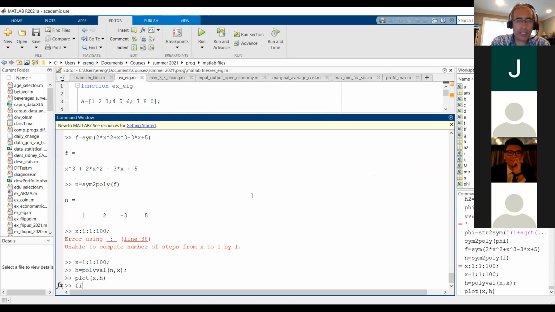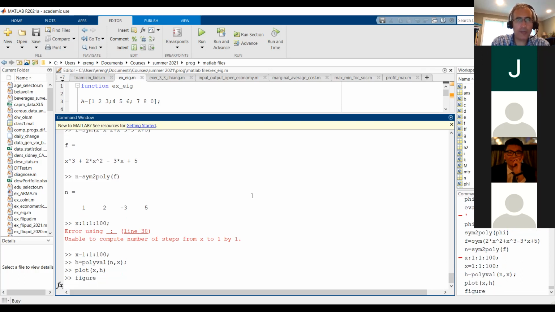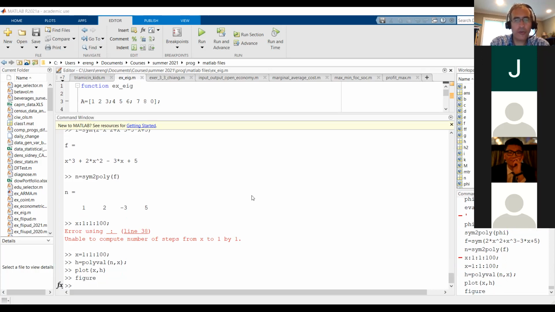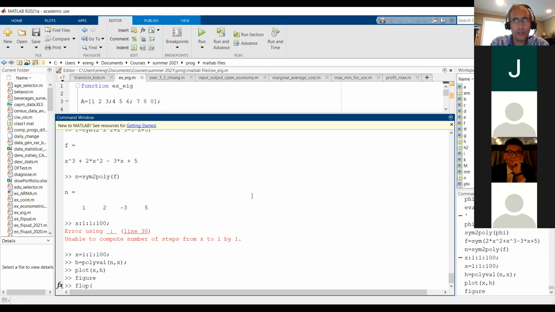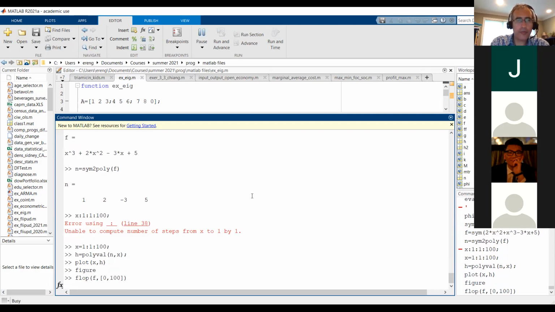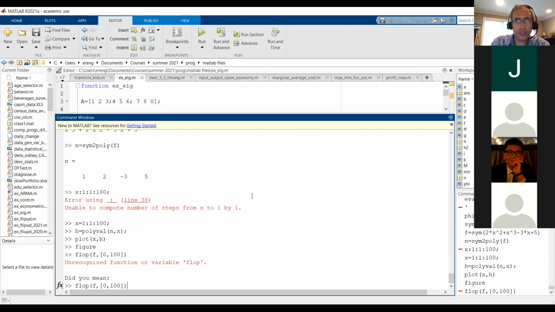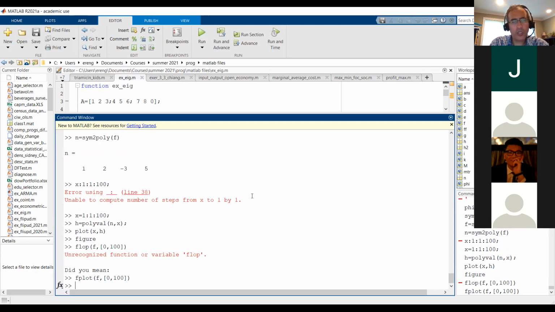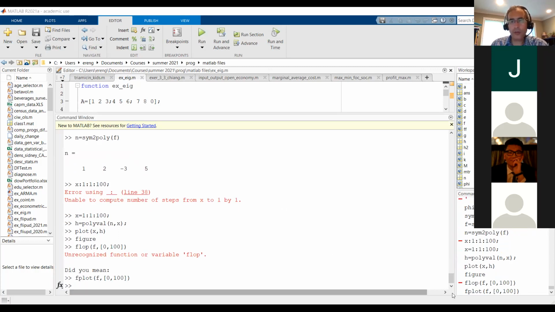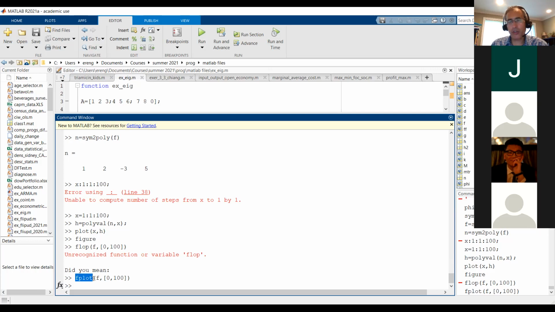Now, guys, do you remember the fplot? If you try to do fplot here, you just want to plot f. Remember, that was the beauty about fplot. Here, 100. fplot. You see this one here? So you can use fplot directly, guys. You don't need to do this stuff. But do you remember this command? We did this command before.